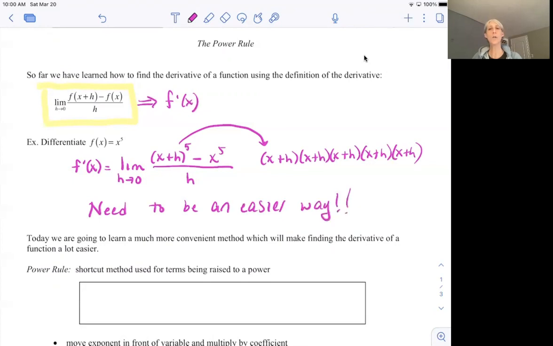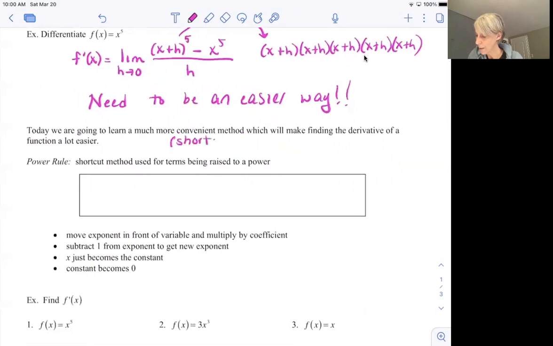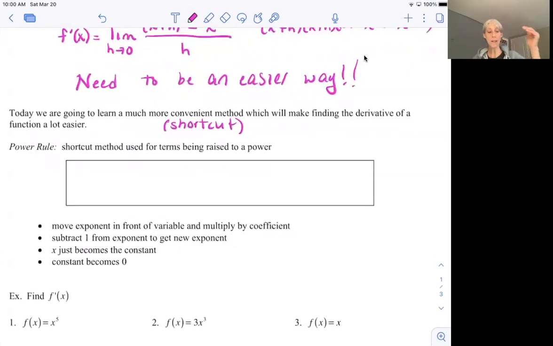Okay. In order for calculus to have developed the way it has, there has to be a different way to do this. So today we're going to learn one of the first shortcut methods, which will make finding the derivative of a function a lot easier. This method is called the power rule, and it's used when you have something being raised to a power. If f of x equals x to the n power, then f prime of x equals n times x to the n minus 1.